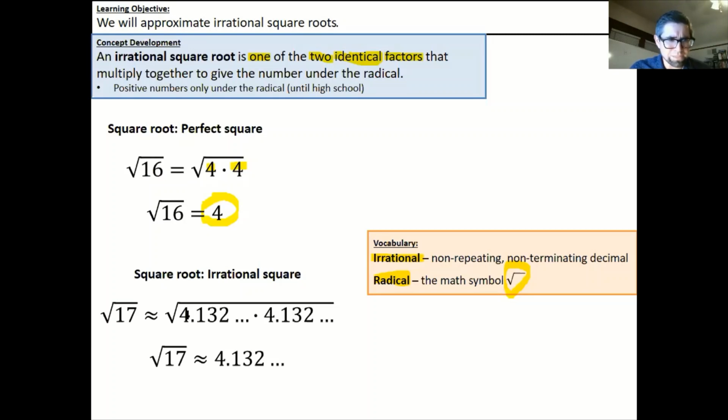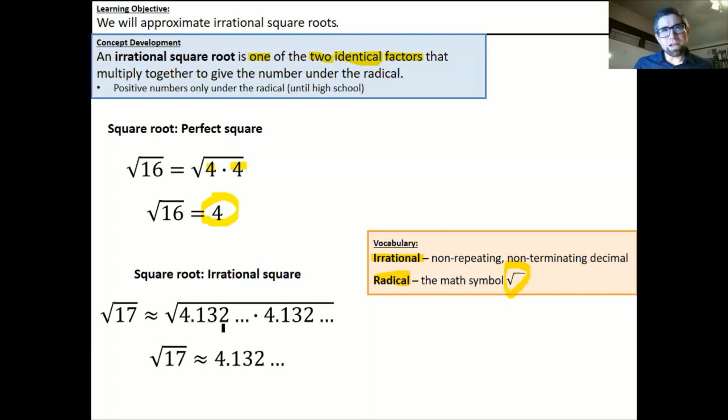When I look down here at this example, I see the square root of 17. If we pause and think about that, 4 times 4 is 16, and 5 times 5 is 25. So what number times itself, an identical factor, gives me 17? I have no idea. But here we can see that it says 4.132. It gives us this number.